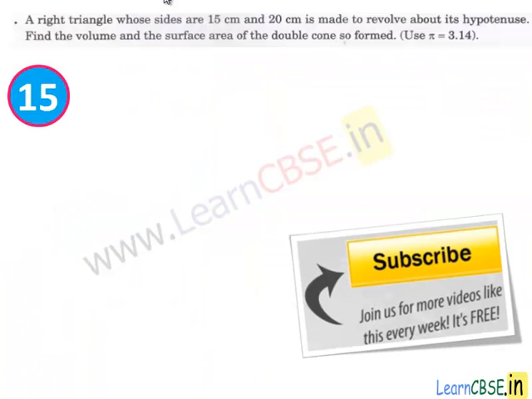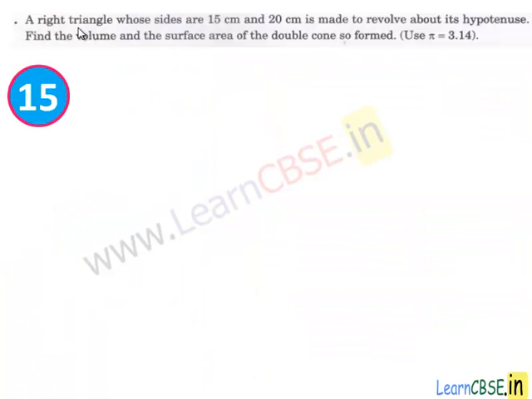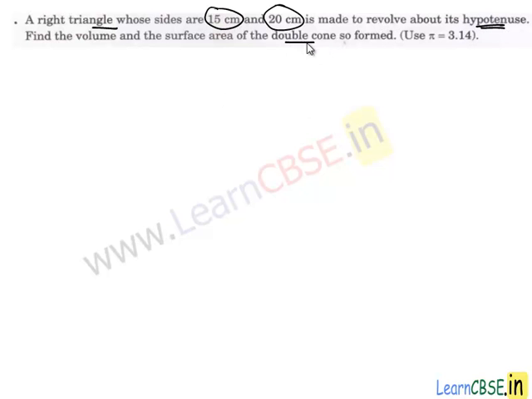Let's move to the next question. In this question, we are given a right angle triangle whose sides are 15 cm and 20 cm, and the right angle triangle is revolved about its hypotenuse. Then we form a double cone. We have to find out the volume and surface area of the double cone. Let's work out the problem.